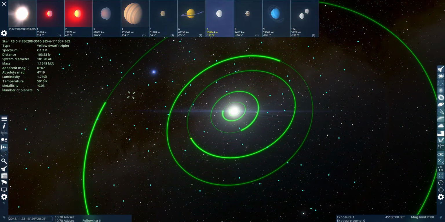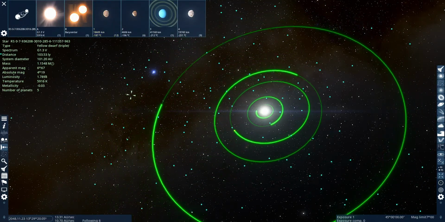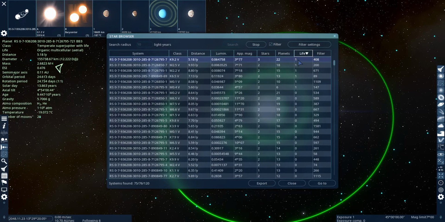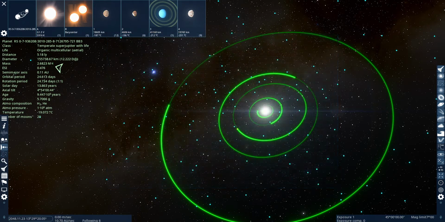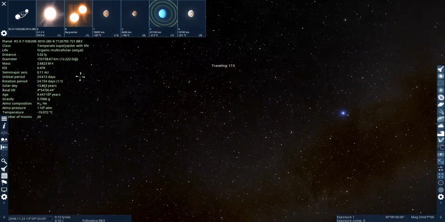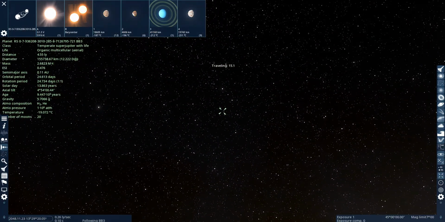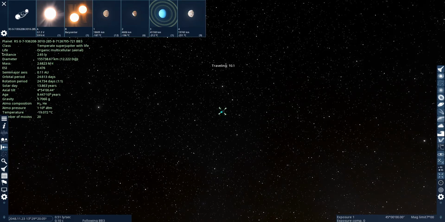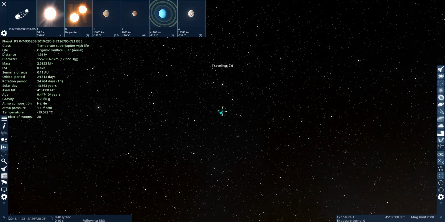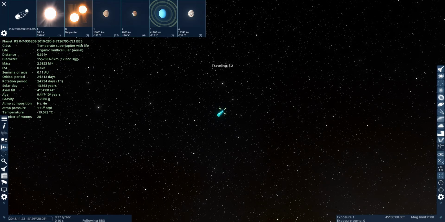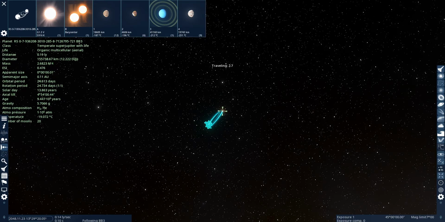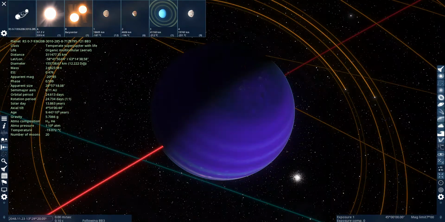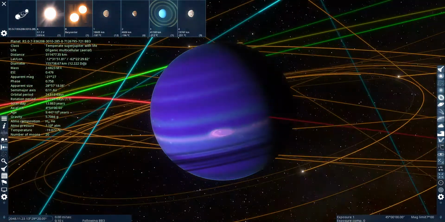Is there any planets with life nearby? Ooh, a temperate planet. Oh, you can see the system already. That's cool. Yes.